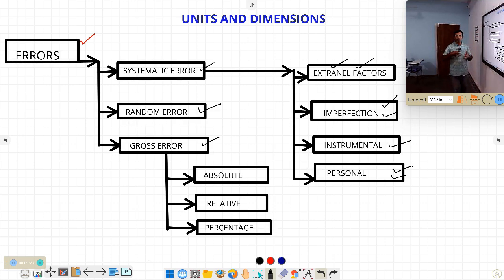What are we measuring in gross error? Gross error has three classifications. We have a lot of errors, gross errors, mathematical errors. In that, mainly three: absolute error, relative error, and percentage error.